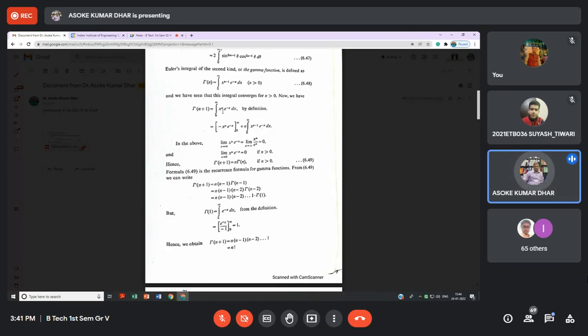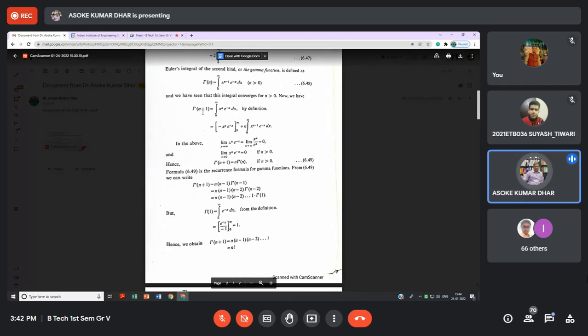Now gamma n plus 1 by definition is this, so this must be gamma n. That is why you get the relation gamma n plus 1 equal to n into gamma n for n greater than 0. Now if n is an integer, then gamma n plus 1 is equal to n into gamma n, and gamma n means again n minus 1 into gamma n minus 1, and so on. So ultimately you will get gamma 1. But gamma 1 is equal to 1. What is the value of gamma 1? Just put n equal to 1, so it will be simply the integral of e to the power minus x.